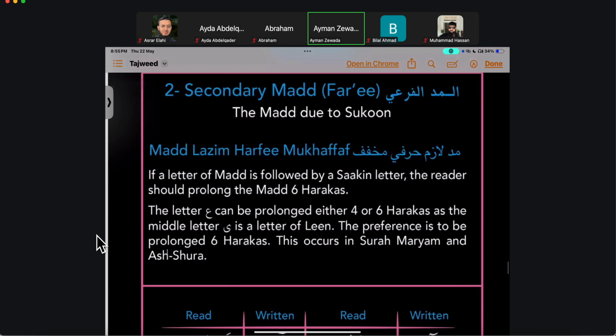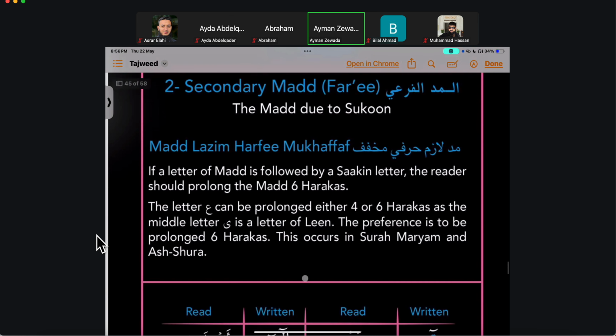However, the letter ayn is a little bit special. It can be either 4 or 6 harakas, since the middle letter of the word ayn, ya, nun, that ya is a letter of leen. The preference, however, is for you to prolong it to 6 harakas. So I'm just going to say this: don't confuse yourself. Keep it simple. Keep it easy. The ayn, keep it 6 harakas. Don't worry about the 4. This only occurs twice anyway in Surah Maryam and Surah Ash-Shura.